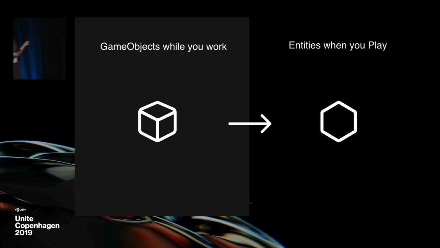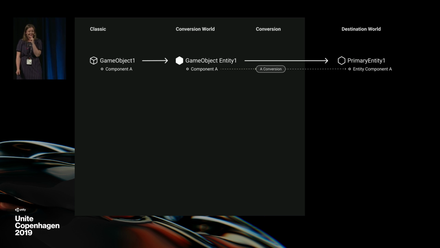So this looks pretty simple, right? Game objects while you work and entities when you press play. Great. So in reality, it's a little bit more complicated. So what we do is we take a game object, we create an entity for that in the conversion world, we run conversion systems, we create an entity in the destination world, which is usually your game world, and then we take those converted components and we create entity components out of that.